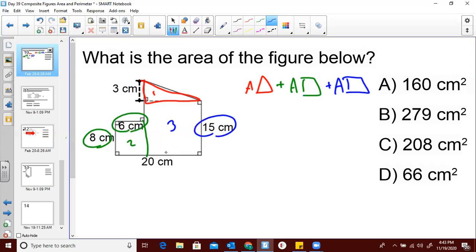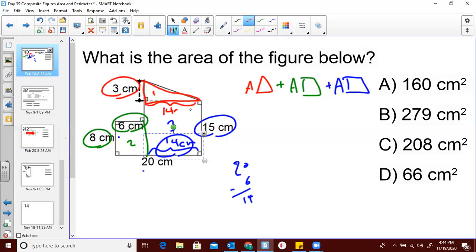My third figure looks pretty good on this side, but I don't know what this top line or bottom line is. But again, I can use the same trick. So I have this 6 here and this 20 here. So 20 minus 6 is going to be 14. So I know that this line is going to be 14 centimeters. So that's good. For my triangle, I have a height, and now I know my base is going to be 14 centimeters, right? Because it's the same as the bottom. So pretty much I have all of my info.